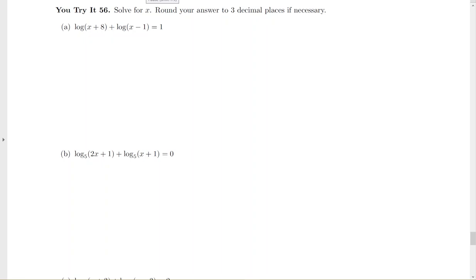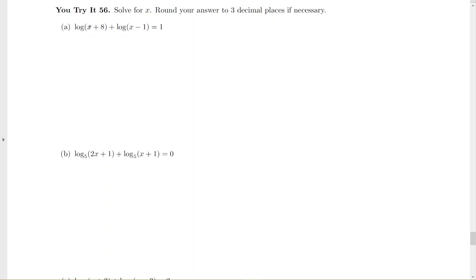So using the steps in solving logarithms, we're going to apply them to these questions here. Solve for x, round your answer to 3 decimal places, and keep in mind you do need to check your answers because they're log equations. You can't have a value of x coming in here that's going to make the argument negative.